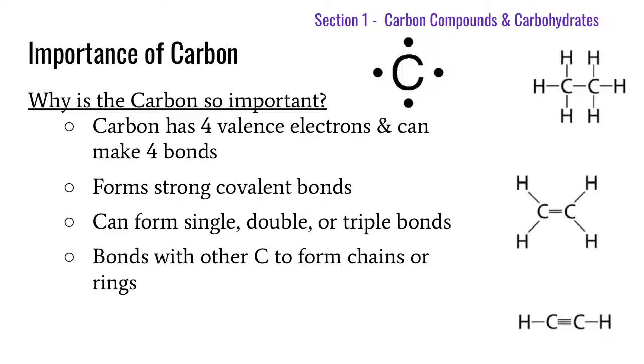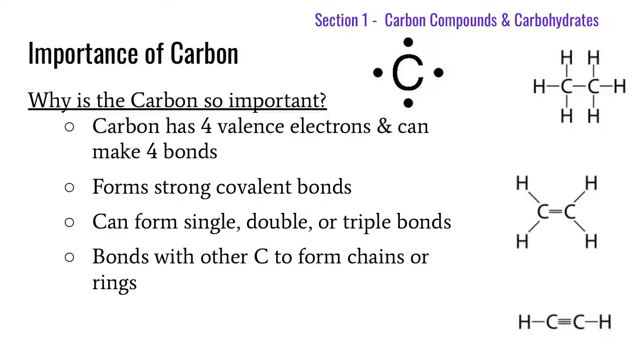At the beginning of this video, I was talking about organic versus inorganic. Remember, organic means it has carbon and hydrogen. So why is carbon the special thing here? Well, carbon is so special because it has only 4 valence electrons and it can make 4 bonds. Here I have a Lewis structure of carbon and we have 1, 2, 3, 4 valence electrons, and that means that it wants 4 more.